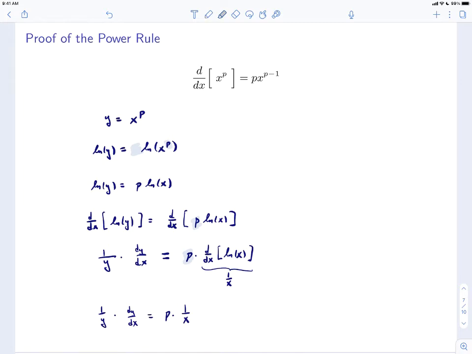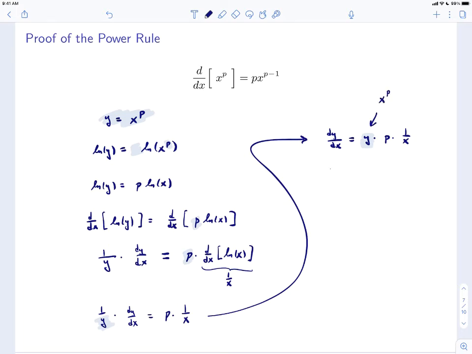And now the next thing to do is to multiply both sides by y. And so what will this give us? This will give us that dy dx is equal to y times p times 1 over x. But what was y? y is equal to x to the p. So this y right here, that's x to the p. So we have that dy dx is equal to x to the p times 1 over x. Or if you prefer, dy dx is equal to p times x to the p over x.